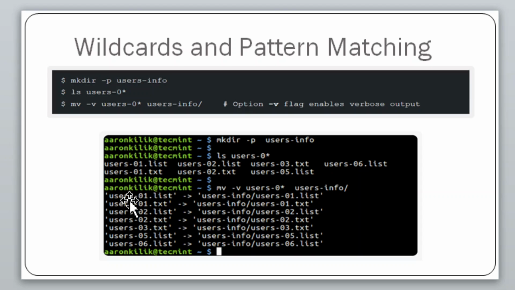So user01.list is getting moved to that. User0.txt is getting moved to that. User02.list is getting moved to that. User02.txt is getting renamed to that, etc. So all these are getting moved or renamed to these new files. Okay, so super handy to be able to see exactly what's going on when we use that move command.